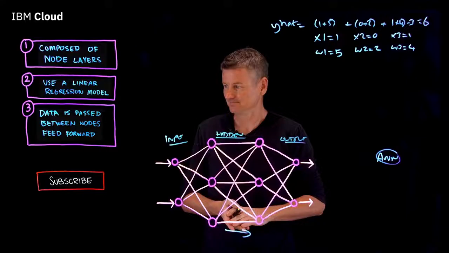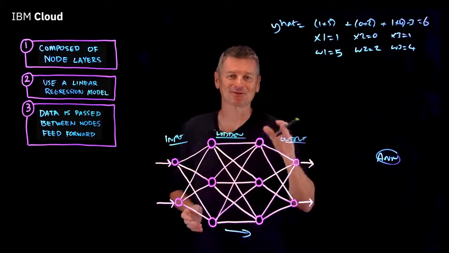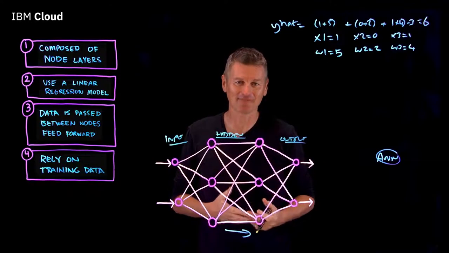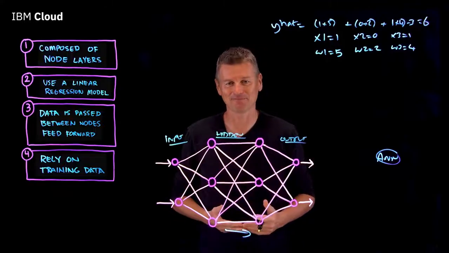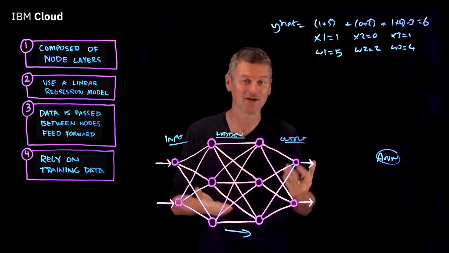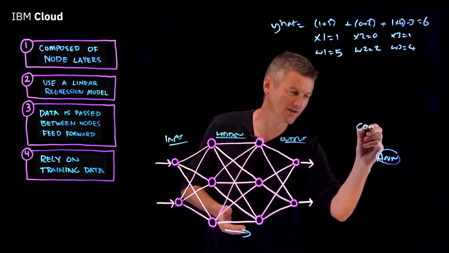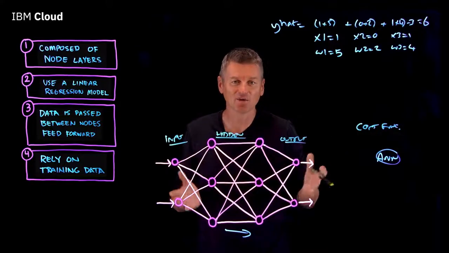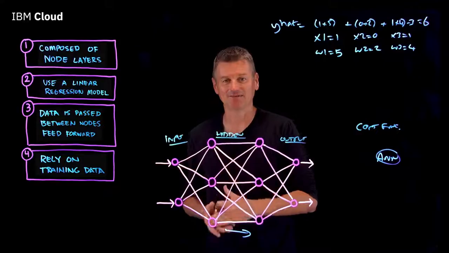Number 4. Well, yes, but number 4, neural networks rely on training data to learn and improve their accuracy over time. We leverage supervised learning on labeled data sets to train the algorithm. As we train the model, we'll want to evaluate its accuracy using something called a cost function.